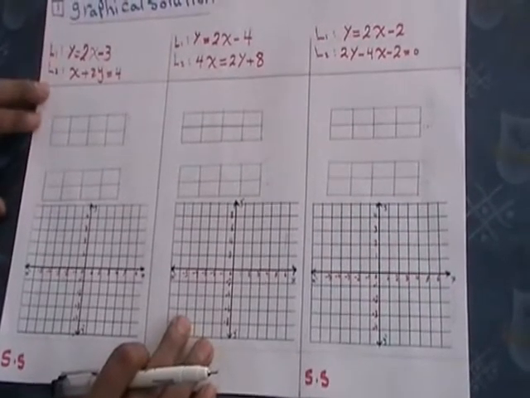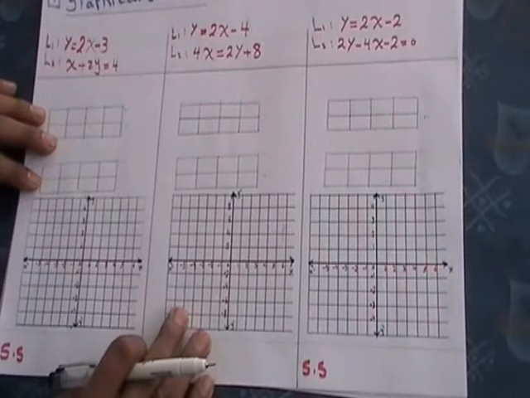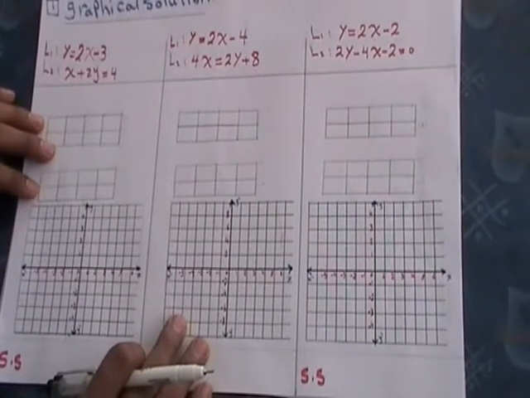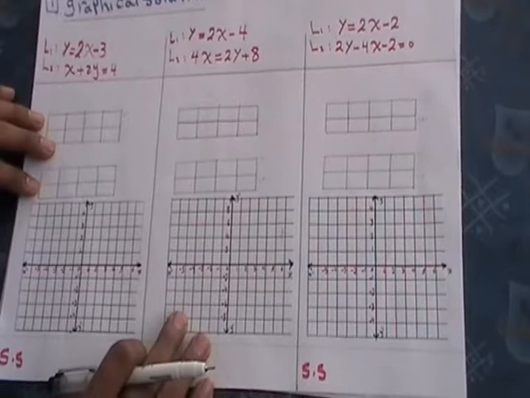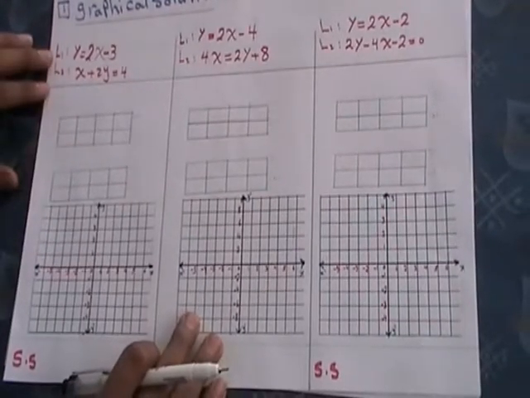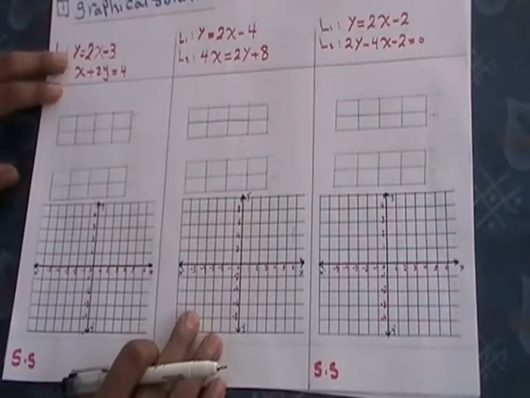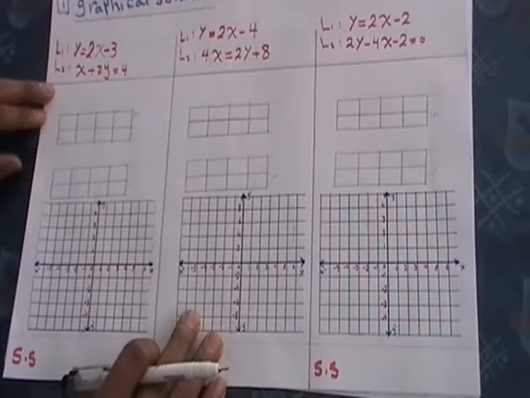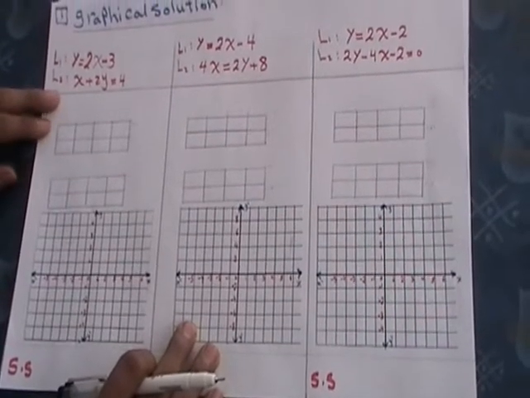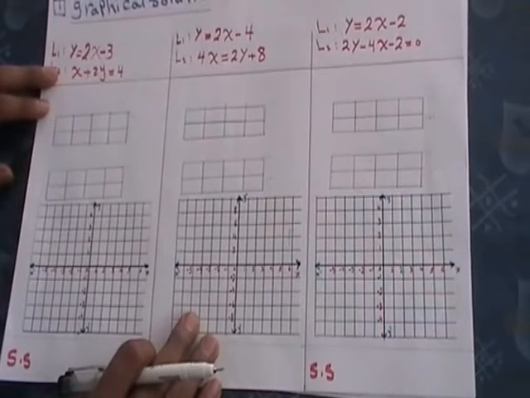Why do we say L1 and L2? At the start of this session, we said that any equation of the first degree in two variables can be represented by a straight line. So L1 represents the straight line formed by the equation y equals 2x minus 3, and L2 is the straight line represented by the equation x plus 2y equals 4.